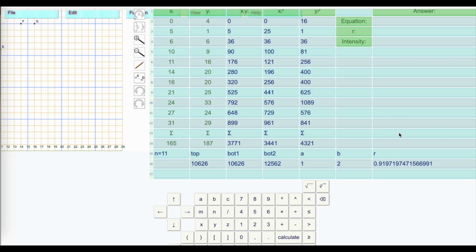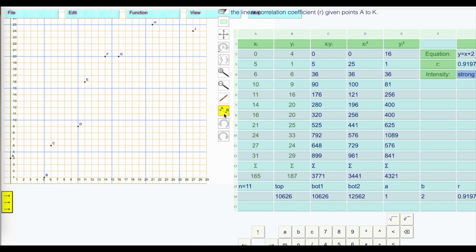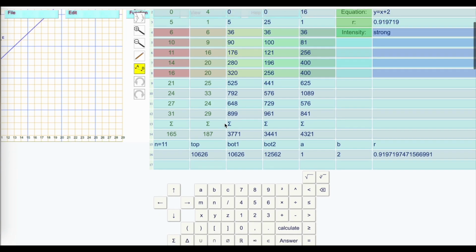That gives us 0.919719. R is 0.919719. The equation is y equals x plus 2. The intensity is strong. We go over and graph the equation. The b value is 2. The slope is 1. You see that our line goes through all of our points nicely. Then we press answer to see if we're right.